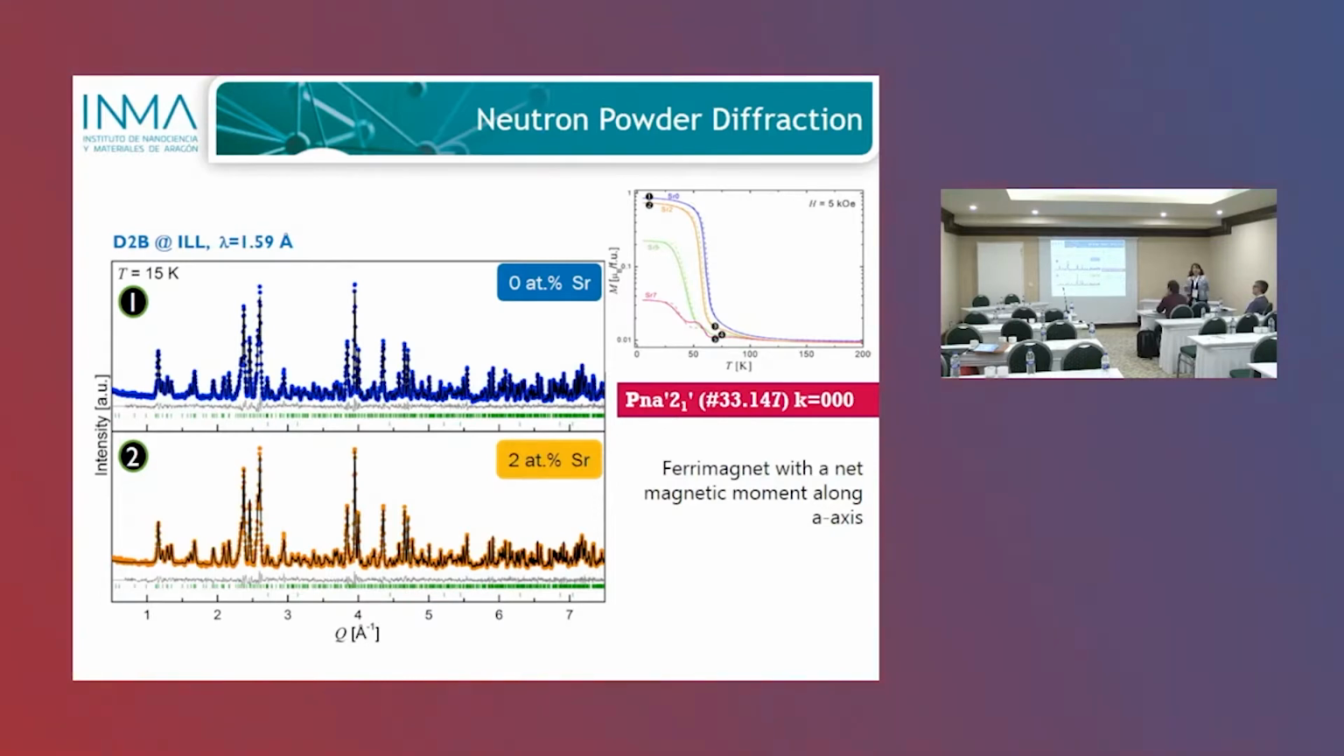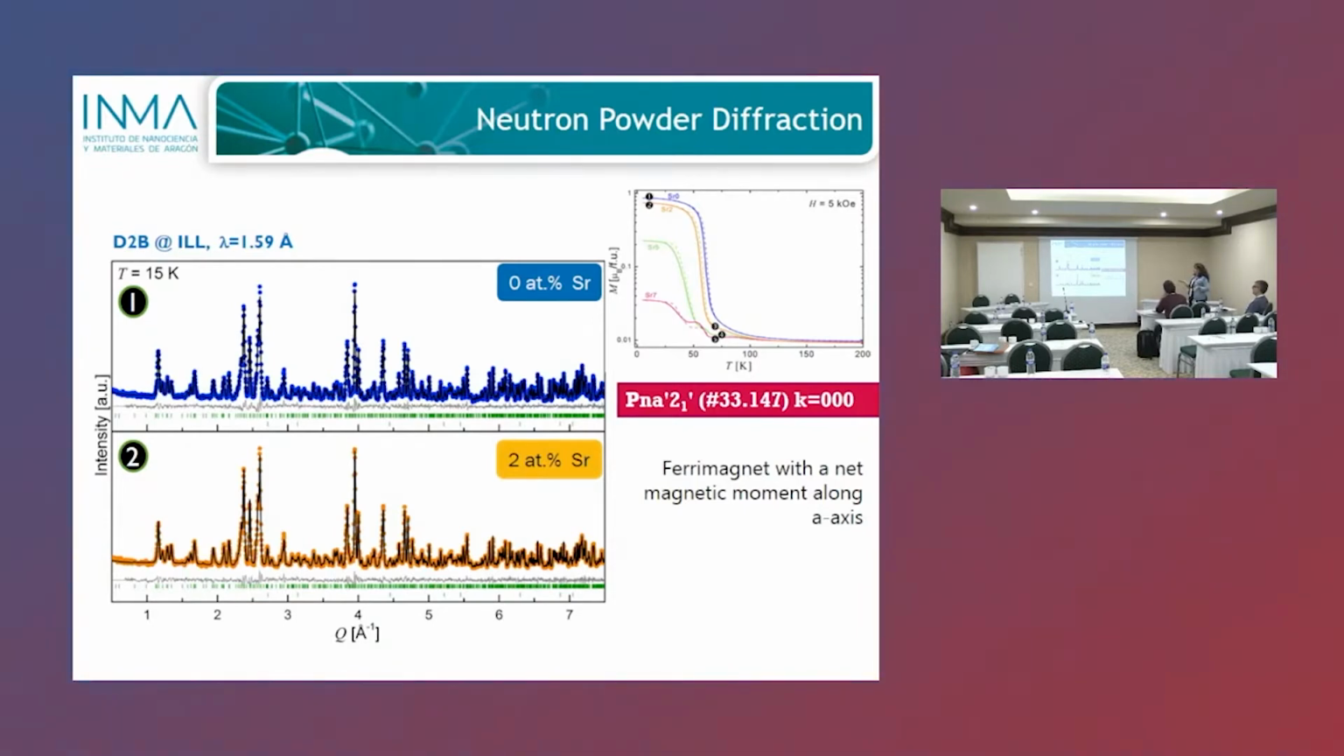For this, we use the formalism of magnetic space groups. The space group in this case is indicated here. And you see that we have a propagation vector for the magnetic structure, which is 0, 0, 0, which means that the magnetic cell is the same as the crystal cell. The system is indeed ferrimagnetic, and it shows a net moment along the a-axis.